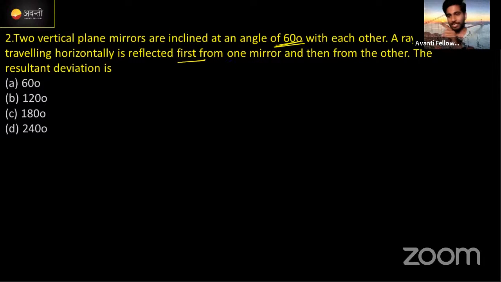Actually, one ray of light is coming horizontally. It will strike one mirror, and then it will move towards the next mirror. They are saying one mirror, and then from the other. The resultant deviation is, we need to find out the value of deviation here. Clear? I will draw the figure and give 2 minutes of time. Calculate this one.